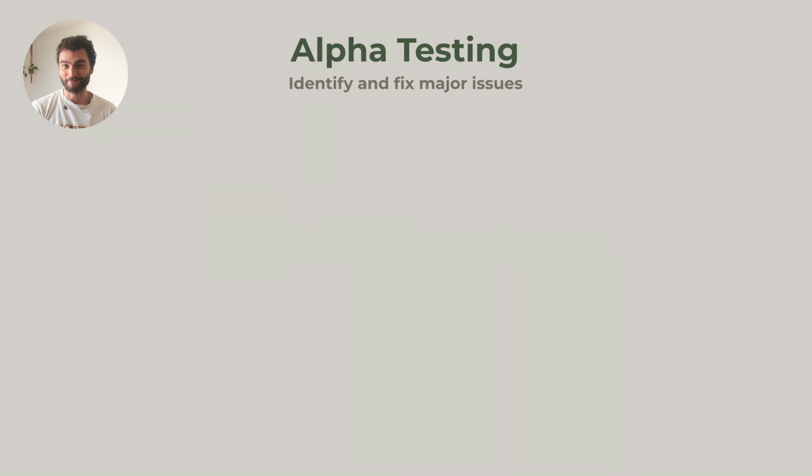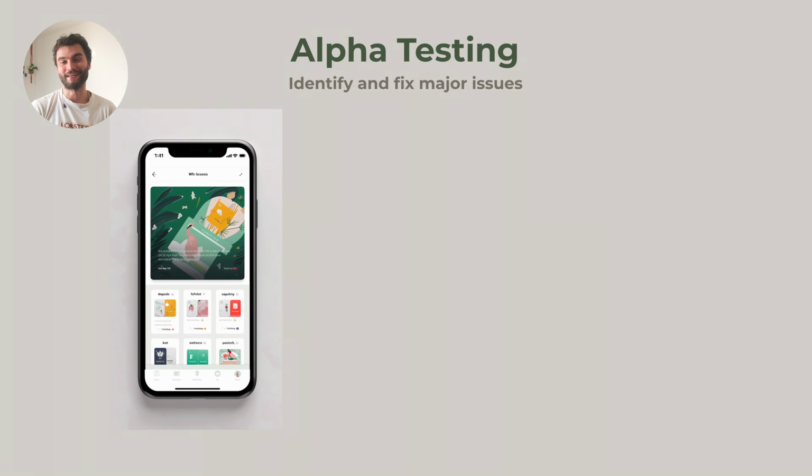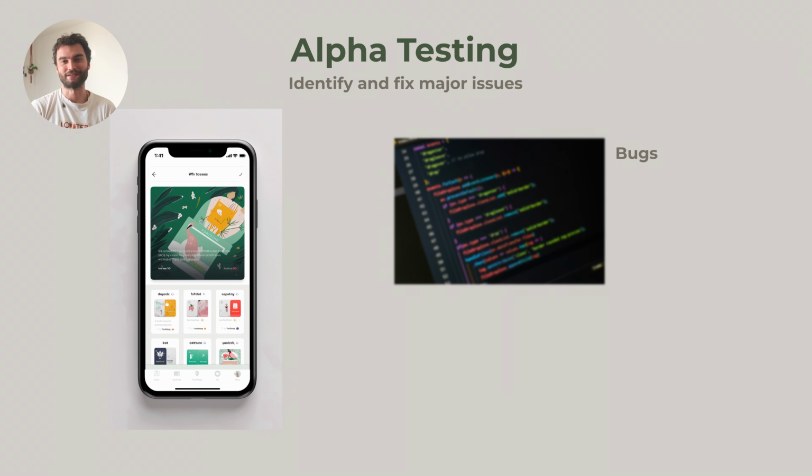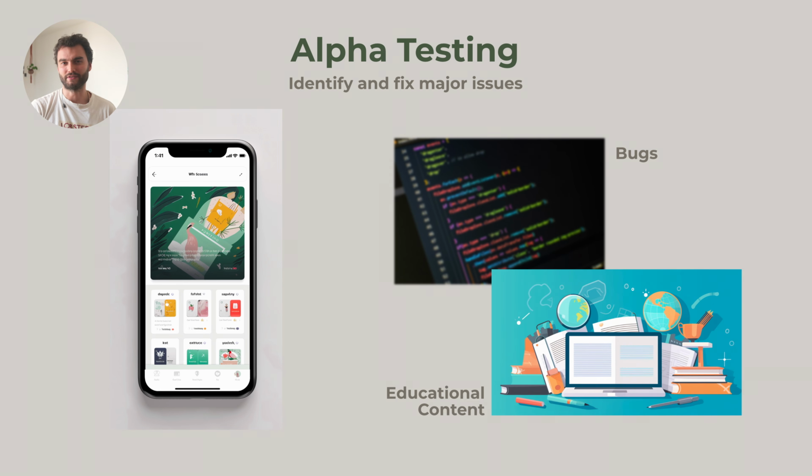We started building, and we had a basic app in place. It is time to identify and fix major technical bugs in the alpha testing phase. We also focused on improving the educational content based on feedback from internal testers. This process was crucial in preparing the app for the next phase, beta testing.